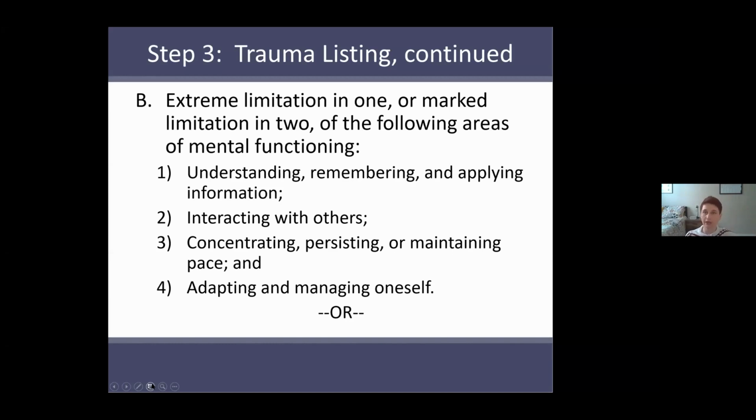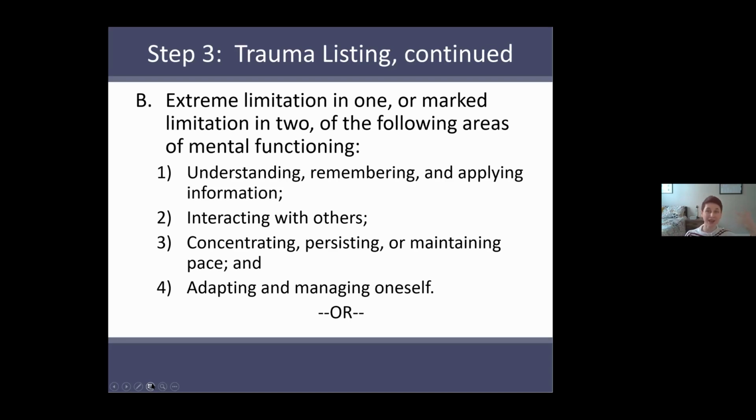Understanding, remembering, and applying information, that's really how they learn, how their memory works. Interacting with others is interpersonal relationships, but also family relationships, interactions with authority figures, interactions with the public. Concentrating, persisting, and maintaining pace, that's their attentional stuff. Like how can they pay attention? How can they focus? And then adapting and managing oneself. So that can be a lot of different things, including activities of daily living.